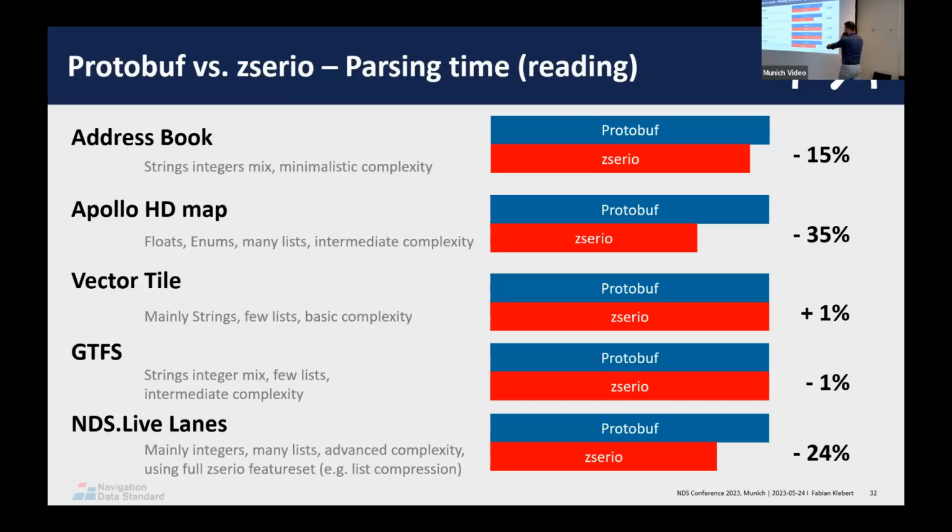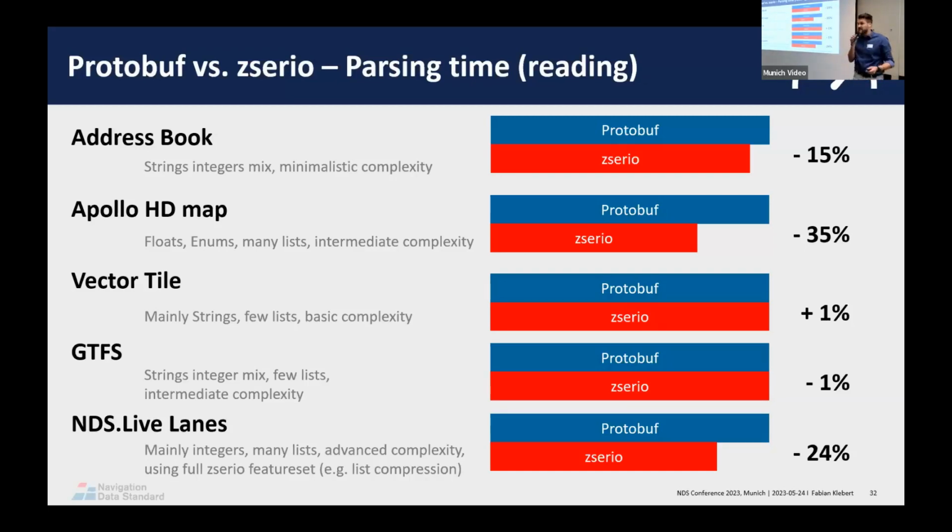The difference here is, of course, that there we have this advanced complexity using the list compression, and in Apollo we didn't have that. So the Apollo map is bigger in Protobuf, and in Zero also faster. So these are the bare numbers.